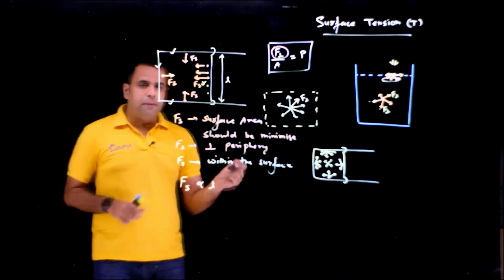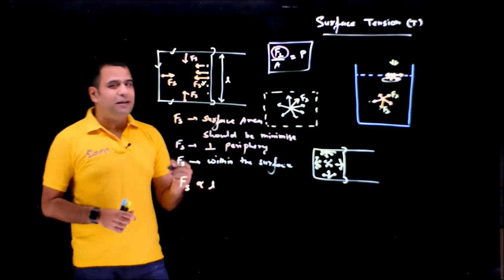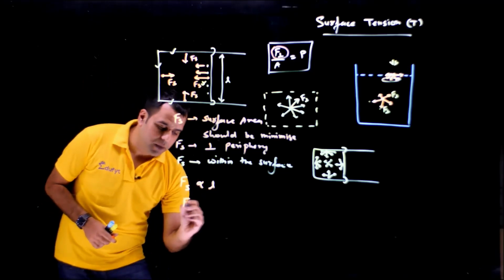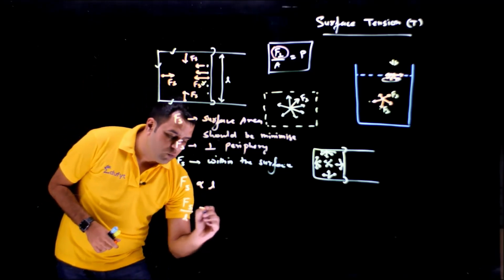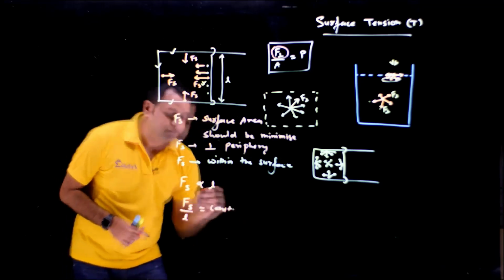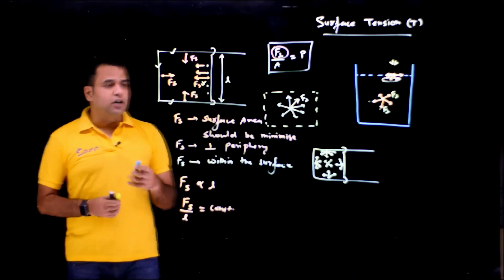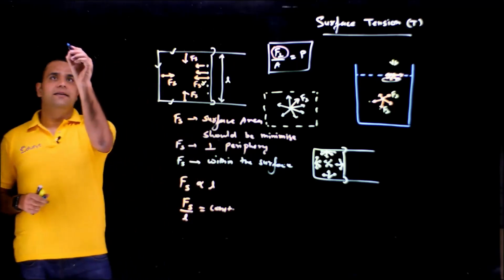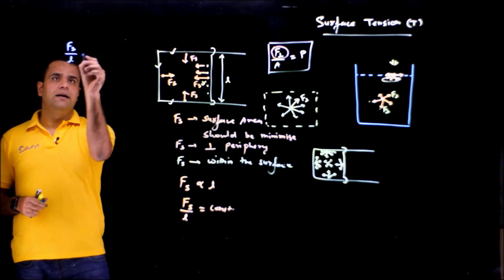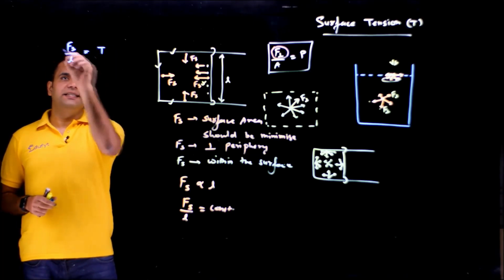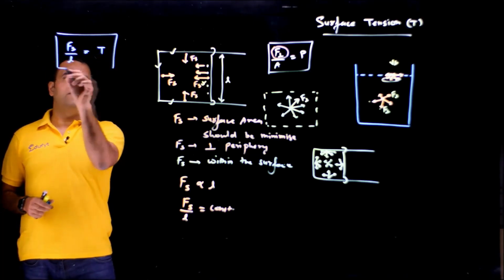So since Fs is proportional to L, and Fs does not depend upon anything else except the internal property, Fs upon L will be a constant. And this constant, Fs upon L, we define as surface tension. So that's how we define the surface tension.